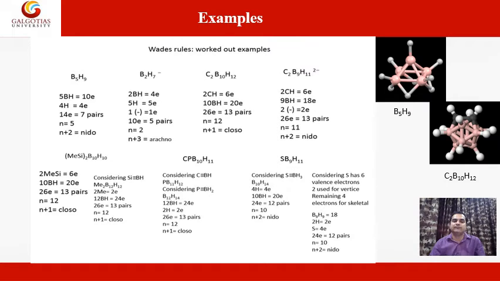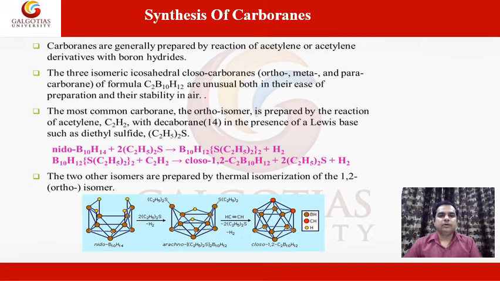Similarly, we have calculated for different types of substituted and different classes of clusters using Wade's rules, and in which class they are categorized. Like this one is under the category of closo, this one is closo, this one is also closo. B9H11 comes in the category of nido clusters.